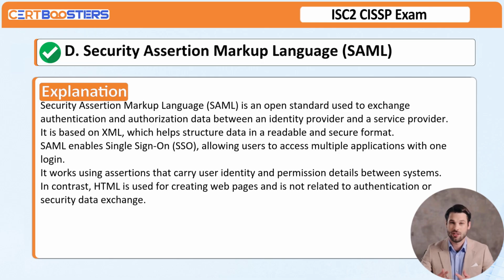Explanation: Security assertion markup language, SAML, is an open standard used to exchange authentication and authorization data between an identity provider and a service provider. It is based on XML, which helps structure data in a readable and secure format. SAML enables single sign-on, SSO, allowing users to access multiple applications with one login. It works using assertions that carry user identity and permission details between systems. In contrast, HTML is used for creating web pages and is not related to authentication or security data exchange.